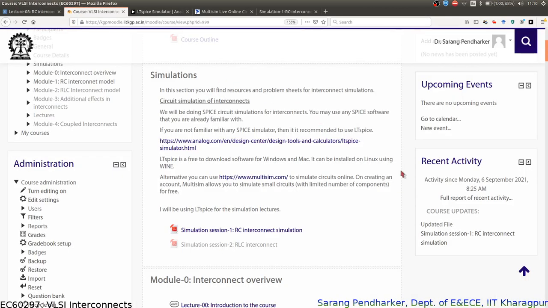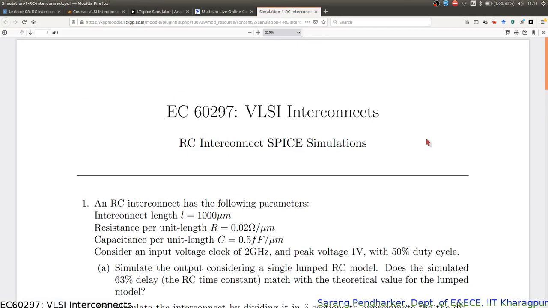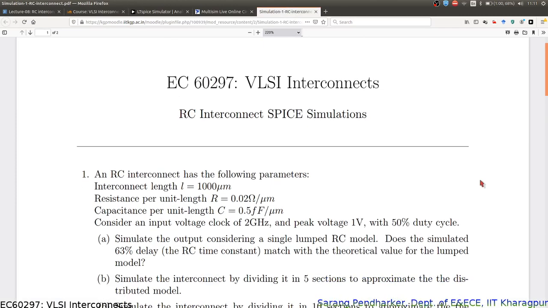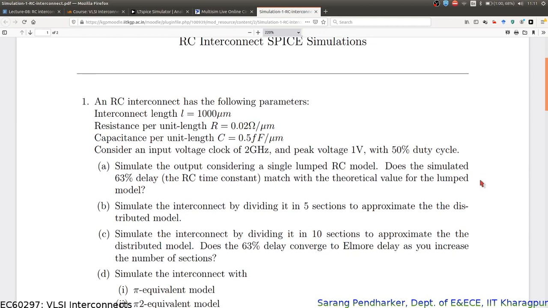Once you have installed the simulator, then you can open this worksheet. So simulation session for RC interconnects. If you open it, you can see I have created a worksheet there. Here I have given you some problems to work on. So based on the theory and your knowledge of SPICE simulator, you should be able to simulate the circuit. So watching this video is not as essential as doing this simulation on your own. If you are familiar with circuit simulators, just go ahead, open this worksheet, simulate it and validate all the theoretical claims which we had made.